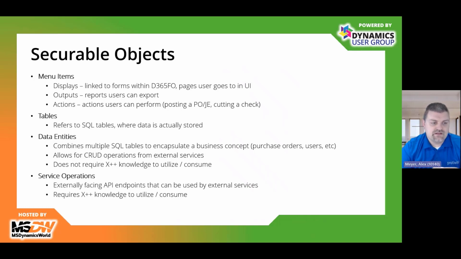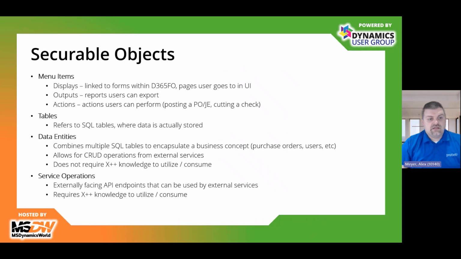And then the last securable object type are service operations. And these are really going to be your externally facing API endpoints. So if you, again, are looking externally and wanting to connect to F&O, you could either use a data entity, or if there's additional business logic that you want to perform that you can't really do with a data entity, that would be where a service operation comes in. And so these do require X++ knowledge, because you're actually creating the endpoint and then telling the system what to do when that endpoint is called.